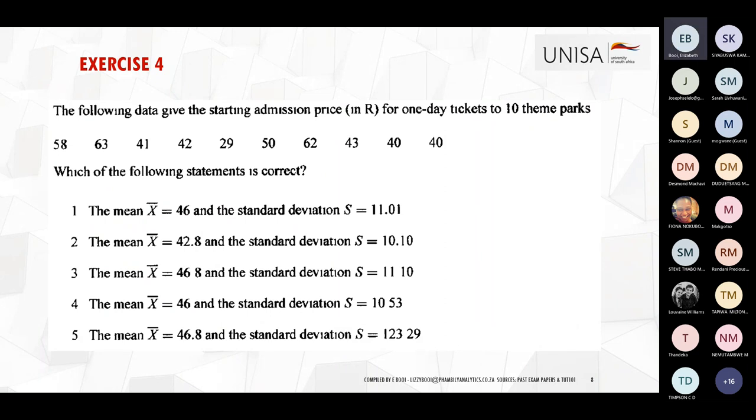Okay. Exercise 4. The following data give the starting admission price in rent for a one-day ticket to the theme park, and the numbers are 58, 63, 41, 42, and so forth. Which one of the following statements is incorrect?